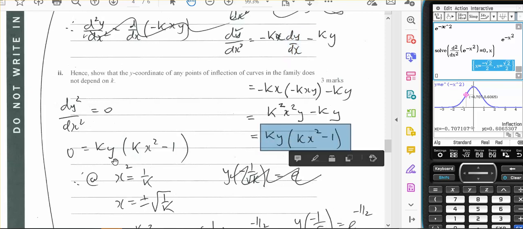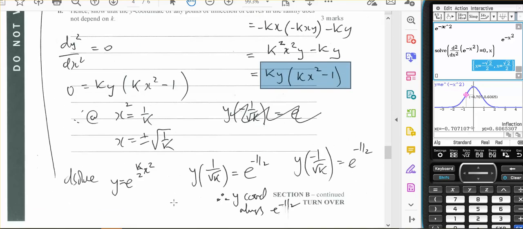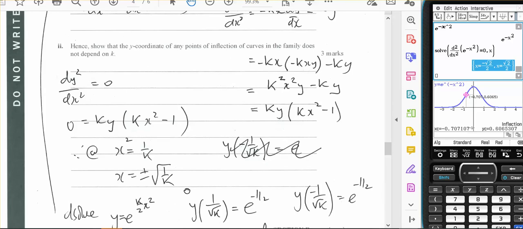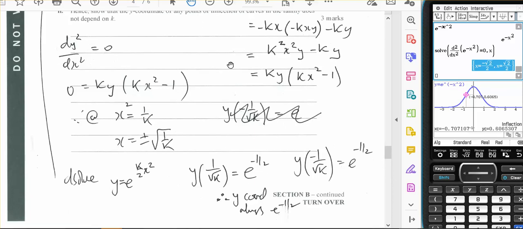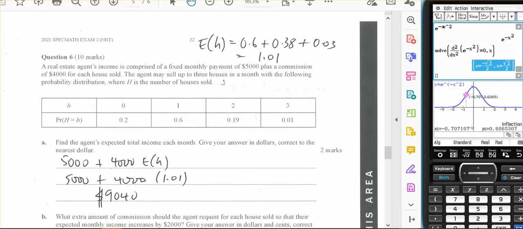Setting that equal to 0, I get x equals plus or minus root 1 on k, and when I sub that into the y coordinate, I end up with something that, irrespective of k, I end up with the same value. So that means that it's the same, irrespective of what the value of k is. And that's that question.